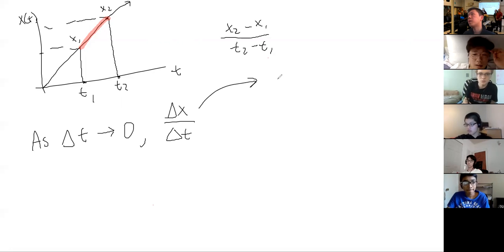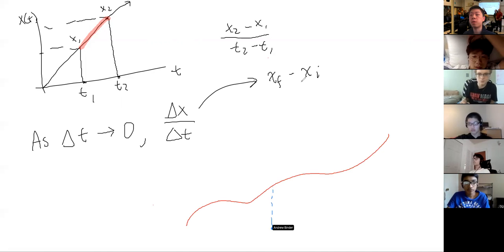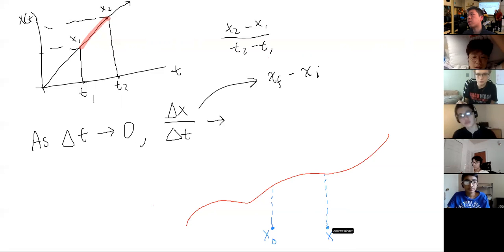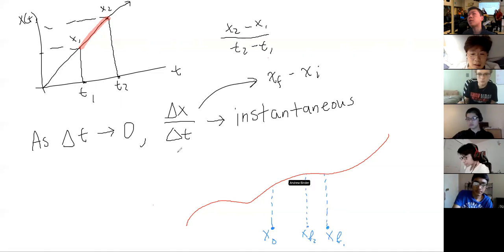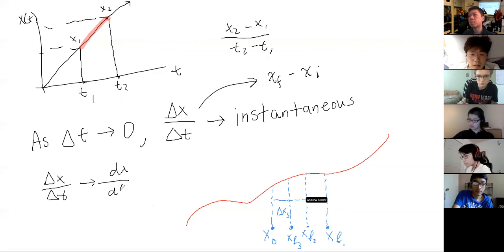Delta x is a way of saying x final minus x initial, so it's just a difference of two x's. So as delta t goes to 0, delta x over delta t becomes closer and closer to the actual instantaneous velocity at that moment. And in the process of making delta t infinitesimally small, we can notate delta x over delta t as dx/dt. And this is something in calculus we call a derivative.